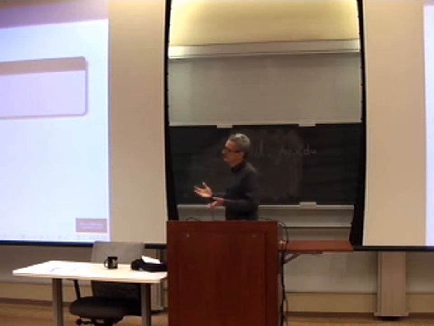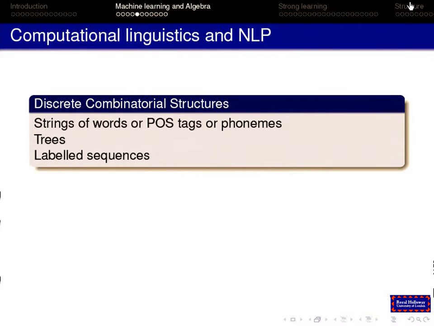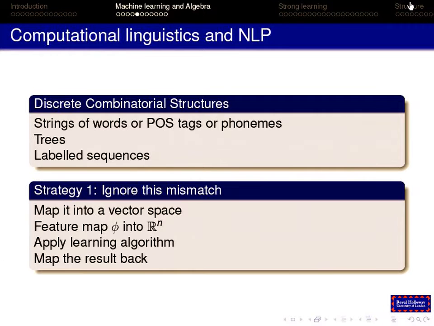Now, in computational linguistics and NLP, and in linguistics indeed, we're interested not in real vector spaces, but in discrete combinatorial structures: strings or trees or labeled sequences. And one way of dealing with this is just to ignore this mismatch and say, well, we have this beautiful theory of learning in real vector spaces, so we're just going to use that theory. We're going to map everything into a vector space, do our stuff in this vector space, apply our wonderful algorithms, and then map it back.